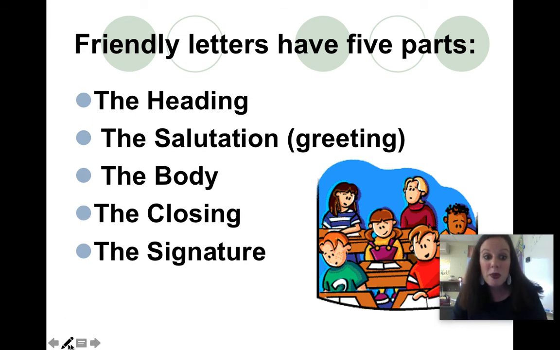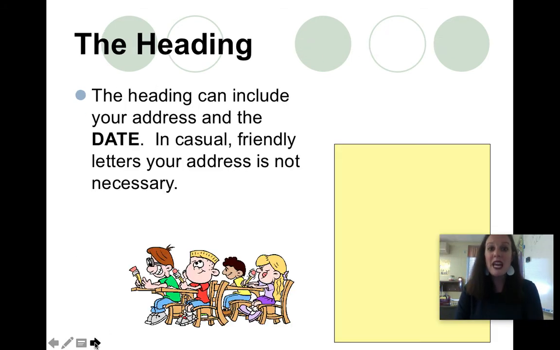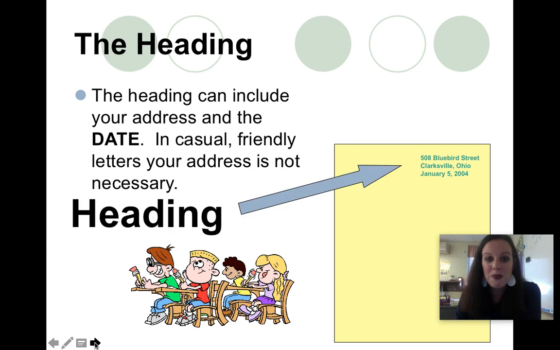Okay, you're going to have to remember that all week long so you can remember the 5 parts of the letter, because not only are you going to write with them, you're going to have to label them too. Okay, let's break it down. The heading. The heading can include your address if you're mailing a letter, but most importantly, the heading includes the date. In casual, friendly letters, your address is not necessary. So if you're just passing a note to a friend, you don't need to write your address on it. But the date is an important part of friendly letters. So that whole thing makes up the heading.